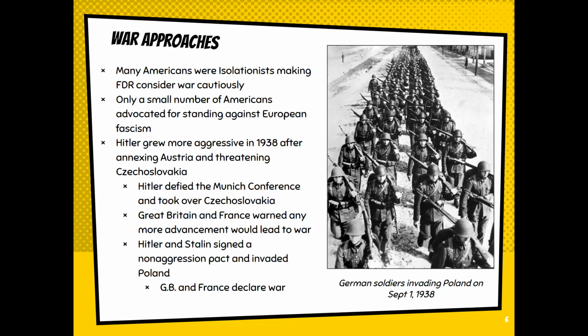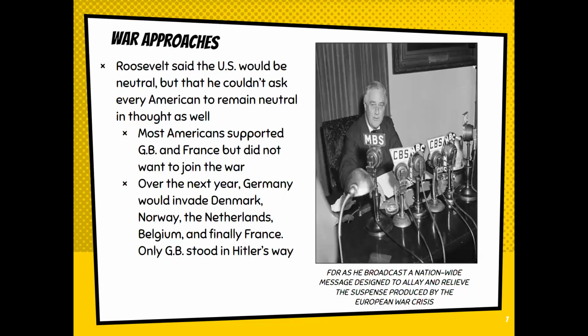And lo and behold, Hitler and Stalin shock the world. They sign an agreement that they are not going to fight in a war against each other, but instead will both invade Poland. And so when that happens, Great Britain and France declare war on Germany. So when this happens, what does the United States do? Well, Roosevelt says we would continue to be neutral.